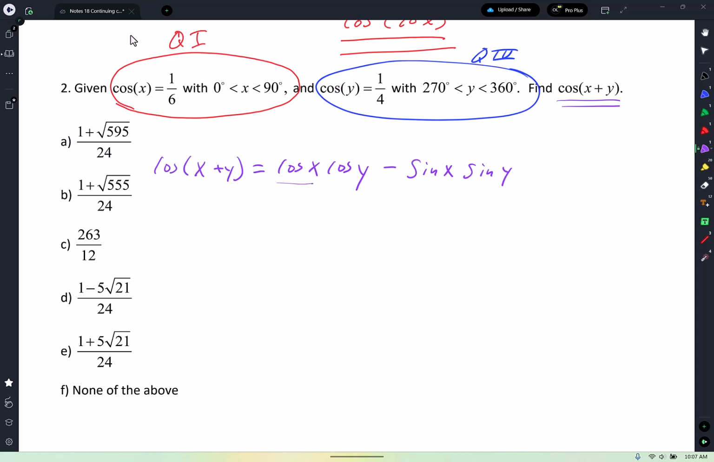Do I have cosine x? Yes, it's given to me. It's that one in red. Yep. Do I have cosine y? Yep, it's given to me. It's the one in blue. They do not give me sine x. They do not give me sine y. Do you guys notice that?